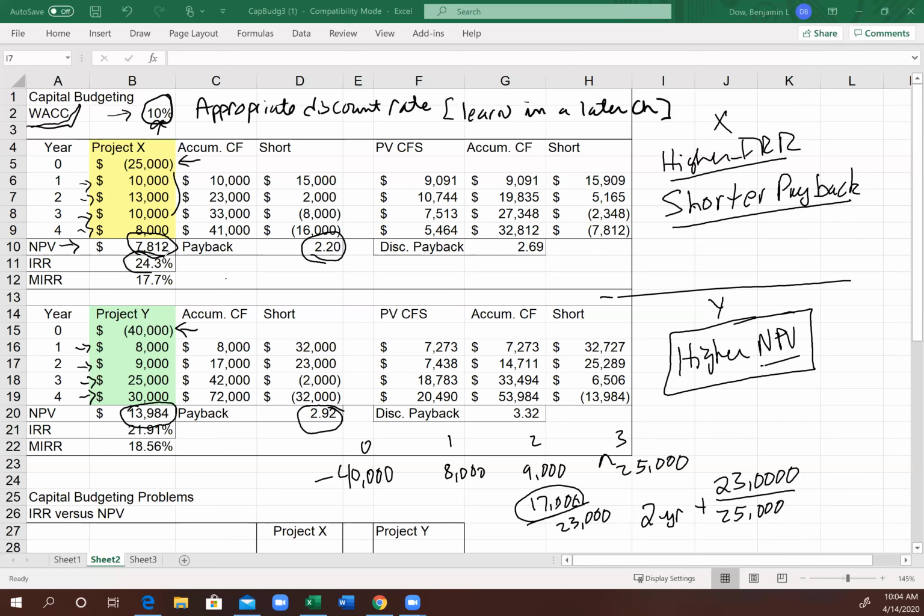A higher IRR becomes more desirable because it tells us that it's less risky. Really what it means is it gives us a greater margin of error. So a higher IRR provides a greater margin of error. So it turns out if our estimates are wrong, Project X is a little bit safer.